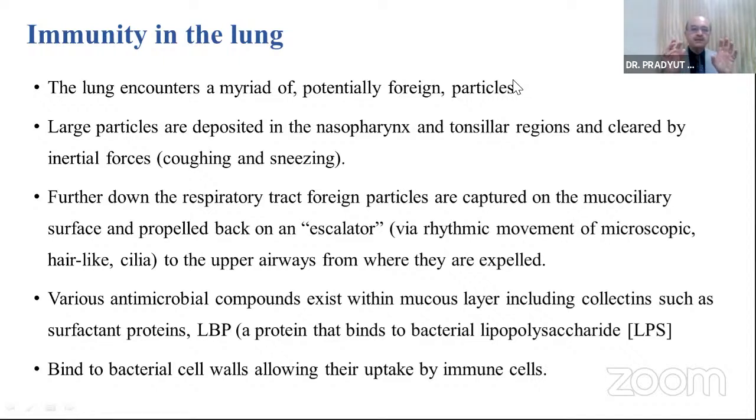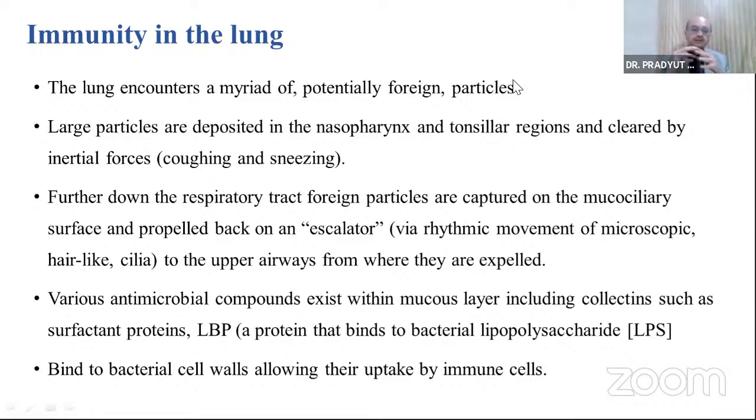This mucociliary escalator consists of hair-like microscopic structures called cilia, which have a rhythmic movement. If you remember the physiology, they have the gel and sol layers. They move the mucus in a rhythmic movement and propel the foreign particles up to the upper airways, where they are expelled. So this mucus barrier, which consists of cilia, acts as an escalator driving the foreign particles from the lower airways to the upper airways, and from there they are expelled by coughing out.